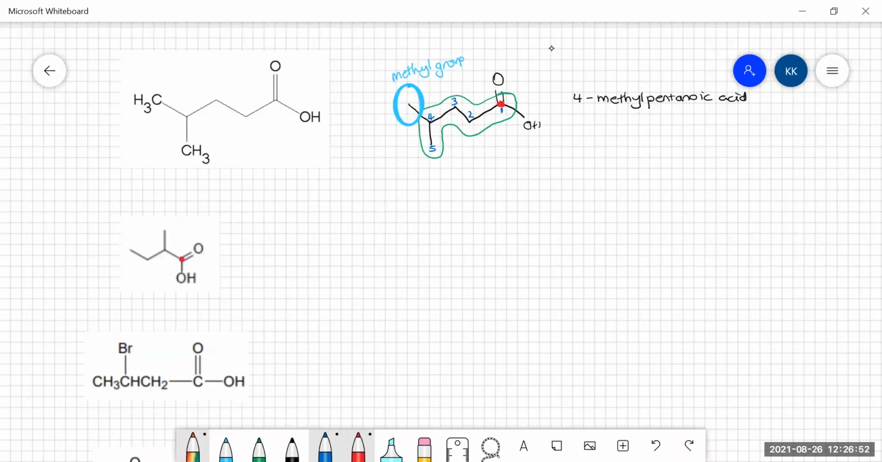Okay, so here's the carboxyl carbon. Let's find the longest carbon chain that includes that. So this would be this one here, which means that this chain is 1, 2, 3, 4. So that's a butanoic acid. Again, we have a methyl group attached, and it's attached at number 2. So the name of this one is 2-methylbutanoic acid.